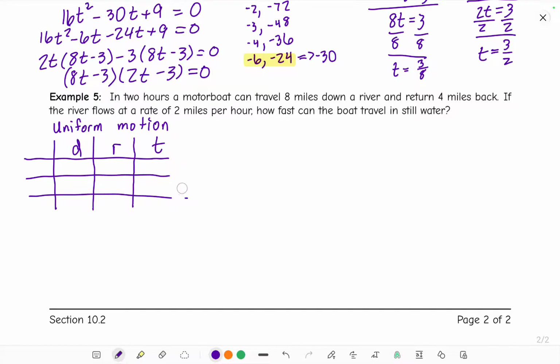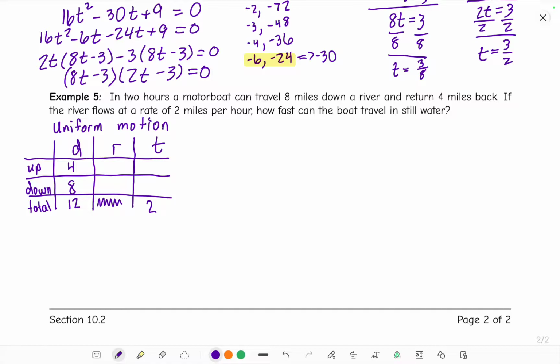And then we are going upstream, downstream, and it does give us some totals. So in 2 hours, the motorboat can travel 8 miles down a river and return 4 miles back. So the 2 hours is the total time. 8 miles down, 4 miles back, so we get a total of 12. There never will be a total speed because you can't add speeds together.